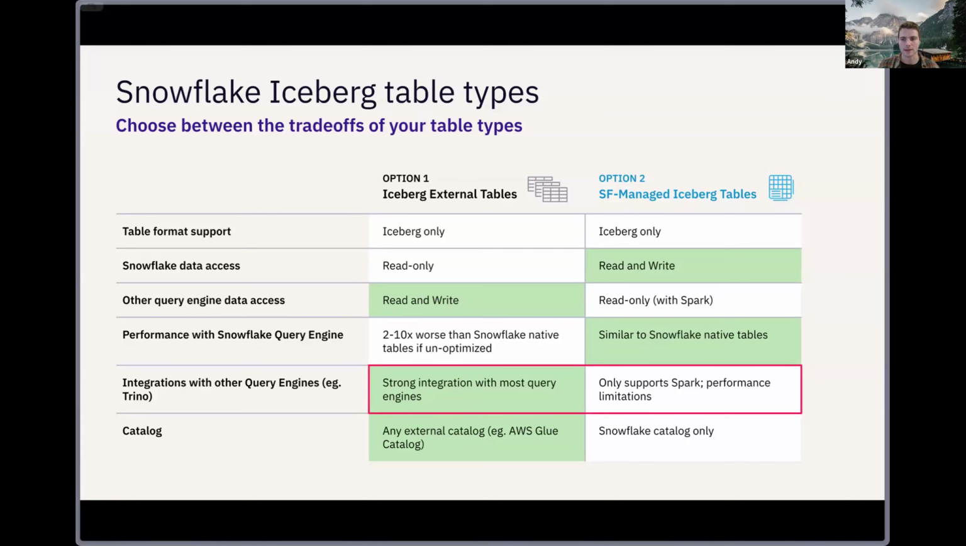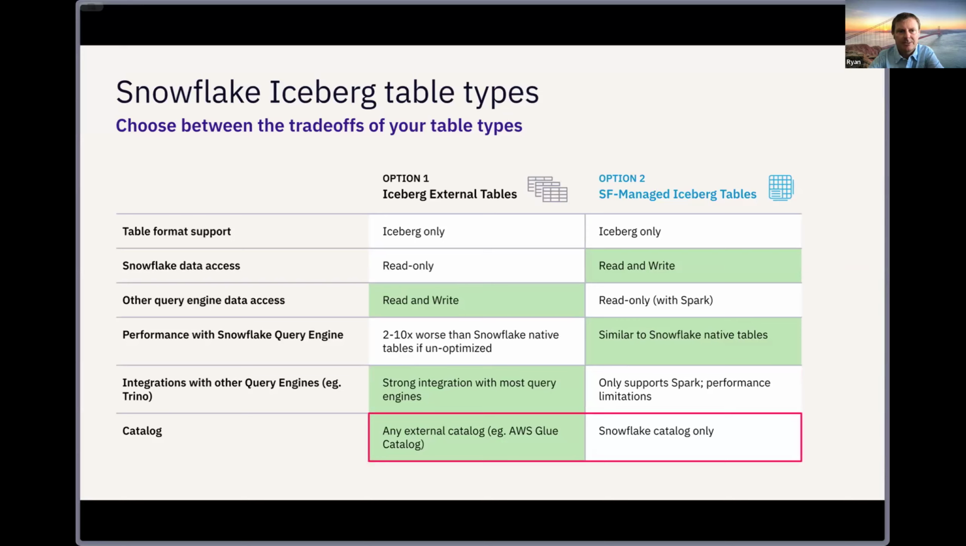Integrations. If you're using external tables, you get all the great integrations out of the box that Iceberg offers with all the various query engines. Versus with Snowflake managed, I mentioned you only get Spark, and there are some performance limitations there too. And then on the catalog, external tables can be used with any external catalog like AWS Glue versus the Snowflake managed, which just run on the Snowflake catalog. So catalog also can be a point of lock-in. If you want to use other catalogs, it's important that you keep that in mind when you're making these decisions on what type of table to use in Snowflake. Yeah, just emphasizing that point.